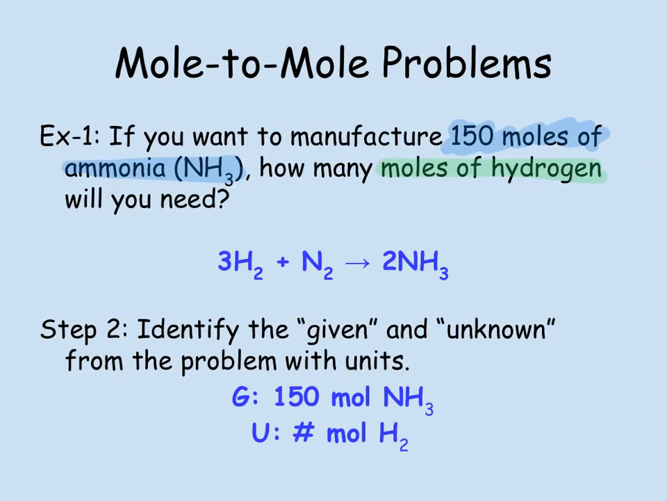So on this particular calculation, the second step is, of course, just what we have been doing. Identify what your given is and what your unknown is. Many of you are not doing this in your calculations and you're making mistakes. So go back and get into the habit of doing it. So in the first one, what we know is that we have 150 moles of ammonia. What we are looking for is moles of hydrogen.